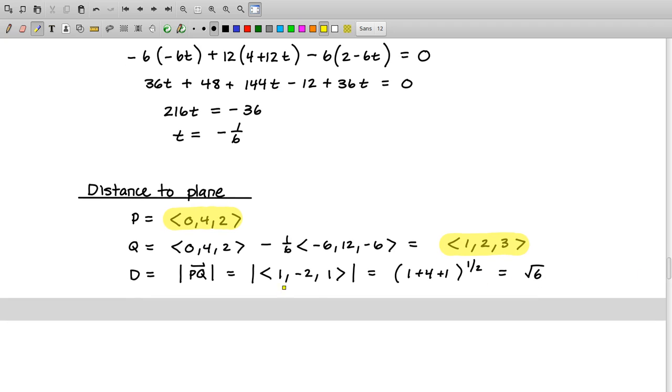So now we have P and Q, and we find the line segment between them by subtracting one from the other. That gives us the vector 1, negative 2, 1. And the magnitude of that is the distance from the point to the plane, square root of 6.